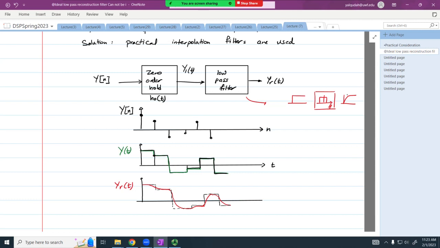It's going to take all these sharp edges, and all it's going to do is smooth the signal. And then I reconstructed my signal. Does that make sense, everybody?